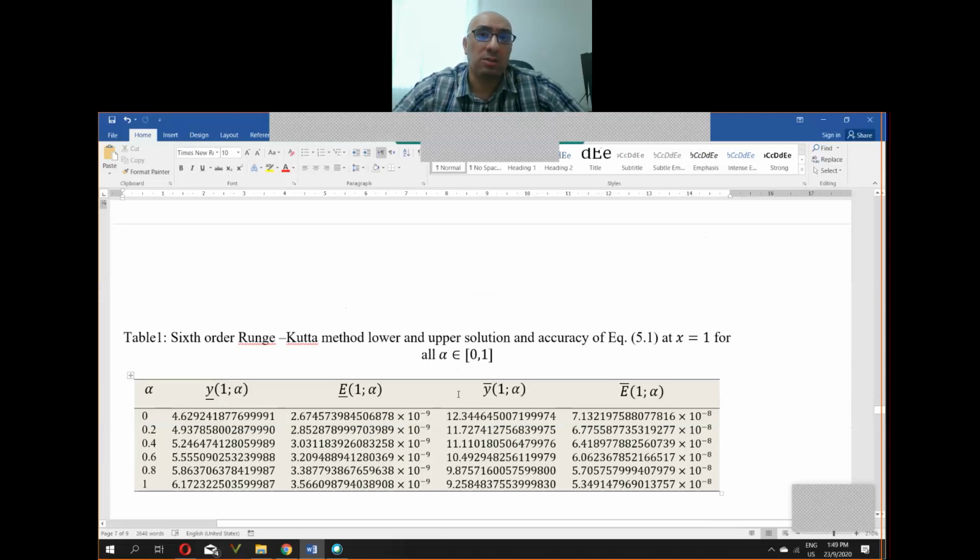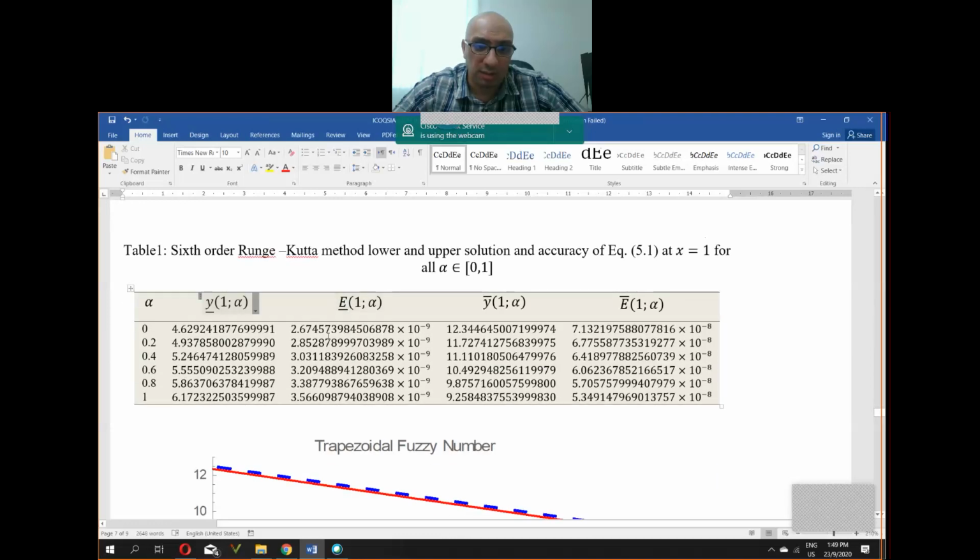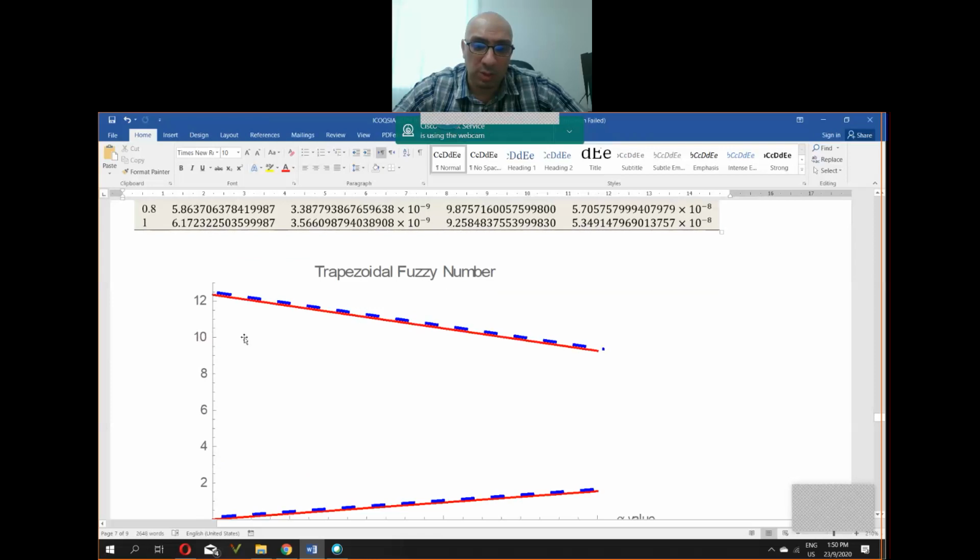So we need to solve the equation per each level set from 0 to 1. As we can see, we solve it at a certain point when x equals 1. This is the numerical solution, and this is the error for the lower bound per each alpha level set. So instead of solving one integral equation, we will solve here 10 or 12 integral equations. After that, if we plot it, it should take the trapezoidal fuzzy number form, as we can see.